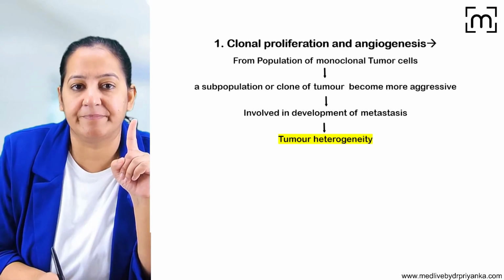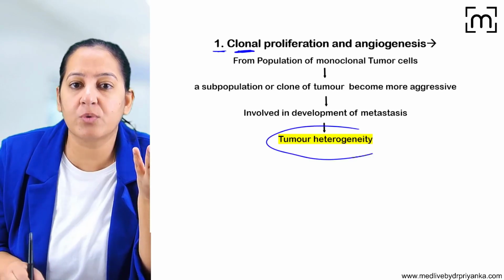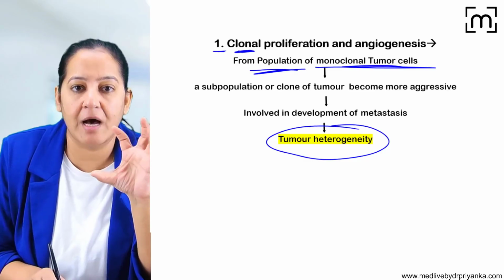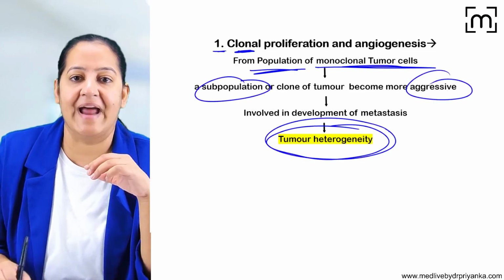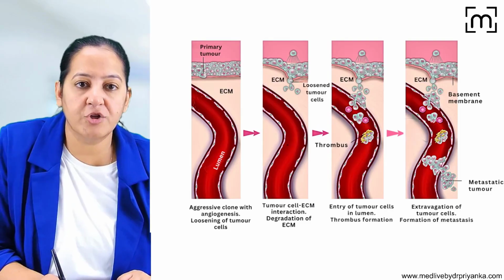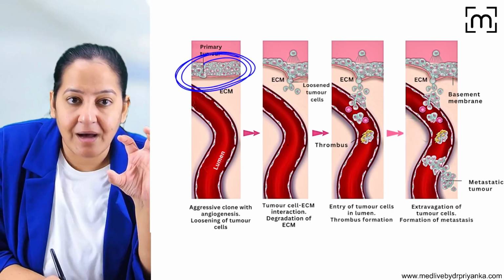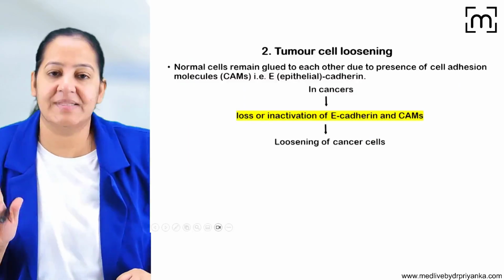So the first step: a clone becomes highly aggressive. A highly aggressive clone is known as tumor heterogeneity. From the population of monoclonal tumor cells, a subpopulation becomes highly aggressive, and that is known as heterogeneity. You can see these are all the primary tumor cells, and from them a subpopulation becomes highly aggressive.